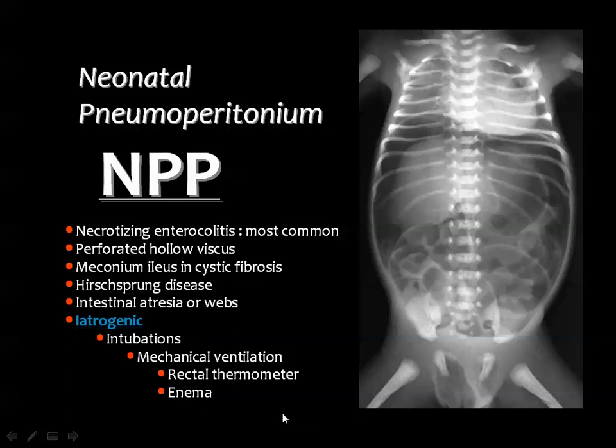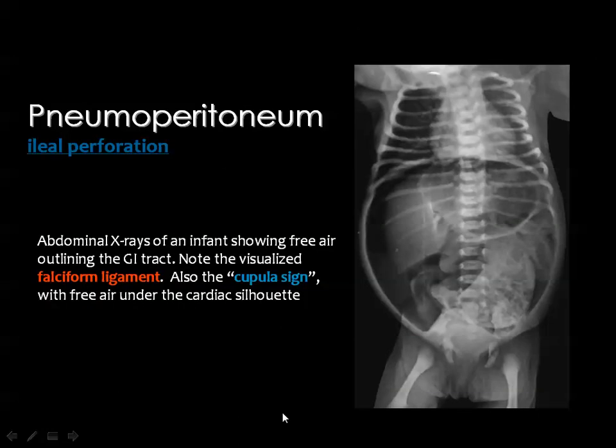Then the pneumoperitoneum may be iatrogenic due to introduction of tubes, mechanical ventilation, rectal thermometer, or even the enema examination. If you look here, you can see that the abdomen is markedly distended by air surrounding the abdominal organs. One of the known signs of pneumoperitoneum is what is known as the cupola sign. By the cupola sign, you mean that usually you are not able to see the cupola in contact with the cardiac shell. But if air is present, then you can see the cupola of the diaphragm all through the whole abdomen from left to right.